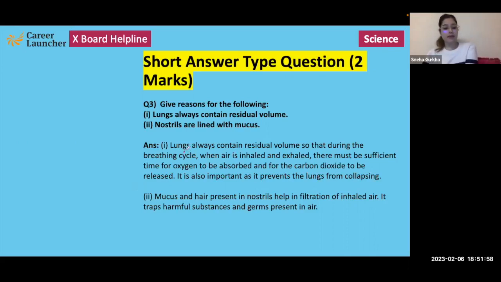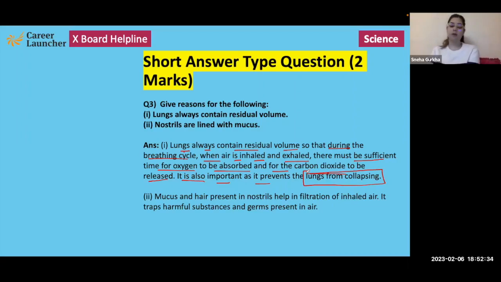So let's have a look at the answer. Lungs always contain residual volume so that during the breathing cycle, when air is inhaled and exhaled, there must be sufficient time for oxygen to be absorbed and for carbon dioxide to be released. It is also important as it prevents the lungs from collapsing, right? So these are the two reasons why lungs always contain residual volume.